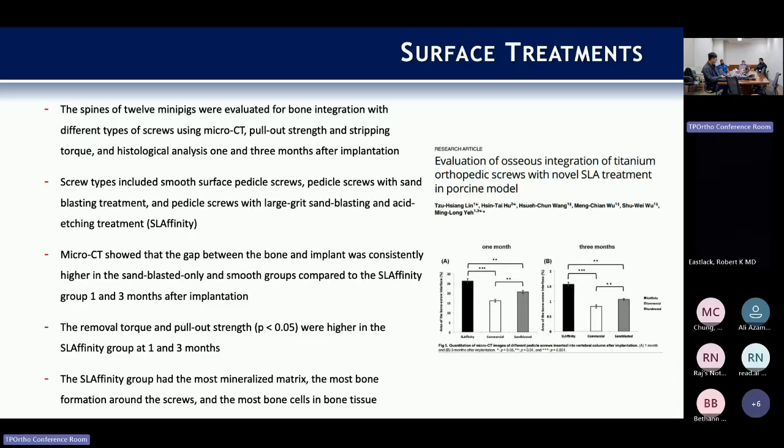Moving on to surface treatments of these pedicle screws. This is a study that used pigs comparing smooth to sandblasted and acid etched screws. The acid etched screws had the best overall performance: higher pull-out strength and torque, better histology, and improved bone implant integration. The smooth and sandblasted showed some gaps on micro CT, indicating less contact with the bone. And so surface treatments can also provide advantages in implant anchorage and osseointegration.